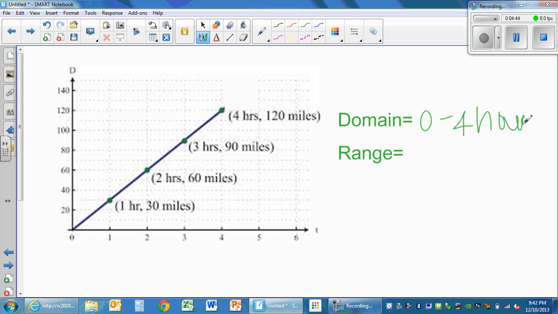Okay, the range, remember, is the set of outputs, or the dependent variables. What do I get if I drive for 0, 1, 2, 3, 4 hours? And again, we're stopping right here at 4, 120. So my only options would be, again, 0 if I don't drive at all. I'm not going to go any miles, all the way up until the 120.